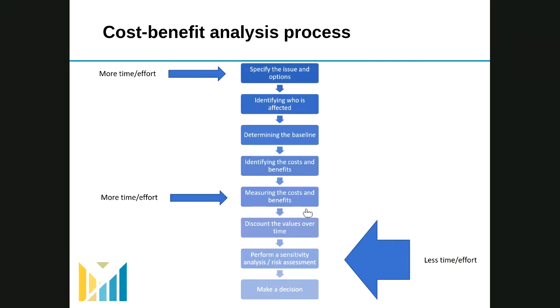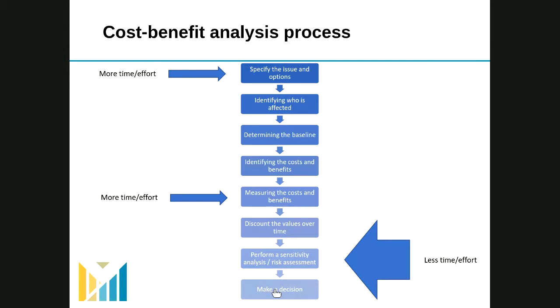And then the last part is once we've done that, then we need to discount the values over time because we care less about things that happen in the future than today. And we also want to do a sensitivity analysis or a risk assessment to understand what things could cause our estimates to be wrong or could potentially change our decision. And then finally, in a cost-benefit analysis, we should actually take a decision based on the options we've compared.